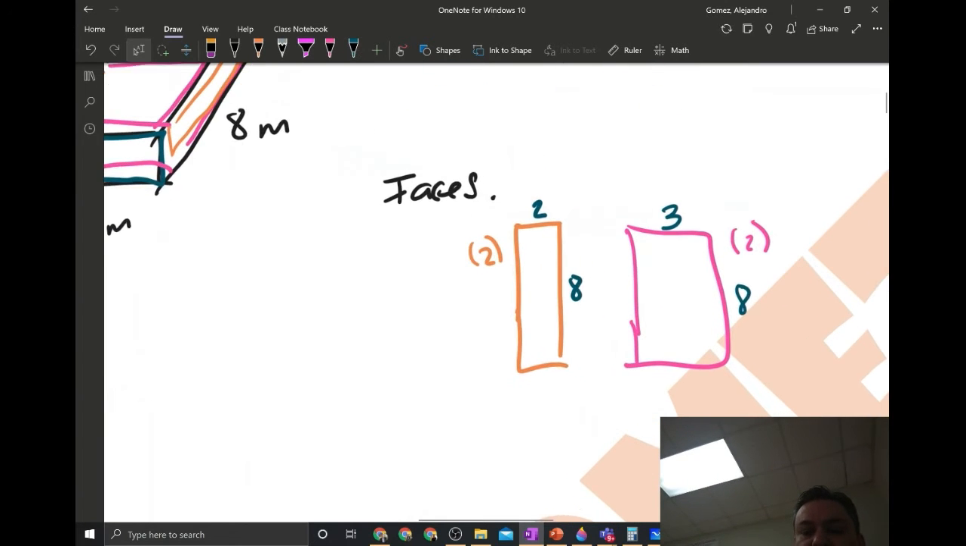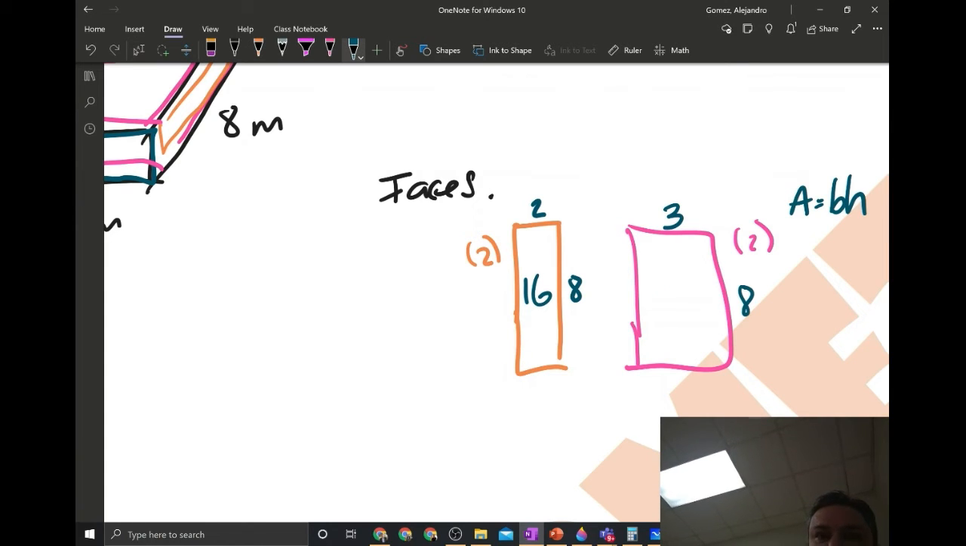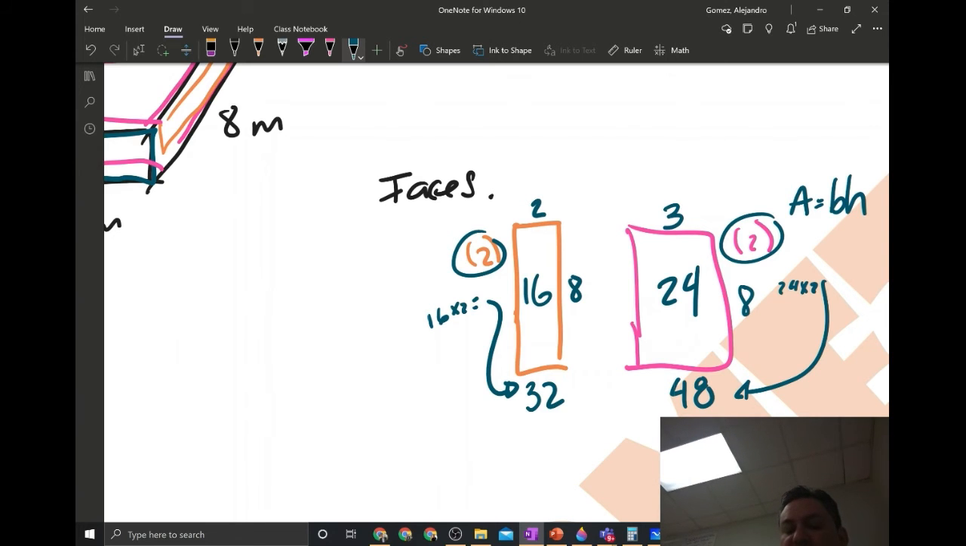So, to find that, it's a 2 by 8. Remember, for rectangles, the formula for area is base times height. So 2 times 8 is 16. And 3 times 8 is 24. However, I have 2 of this and 2 of this, so this is actually 32, and this is actually 48, right? 16 times 2, and 24 times 2, because I have 2 of them, one at the top, one at the bottom, is 48.